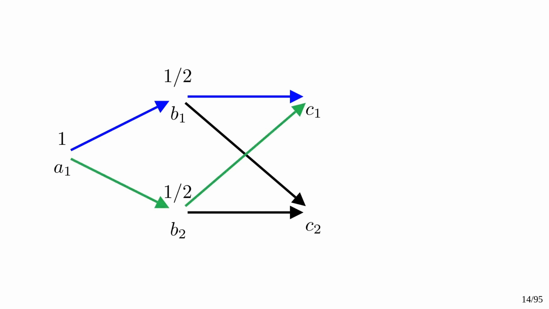The probability for the particle moving across the blue path is 1, because that's the probability that we start in A1, times 1/2, because that's the probability that we transition from A1 to B1, times 1/2, because that's the probability that we transition from B1 to C1. This yields 1/4, same for the green path. Now if you have two ways to achieve the same result in classical mechanics, the probability of the system ending up in C1 is the sum of them, 1/2.